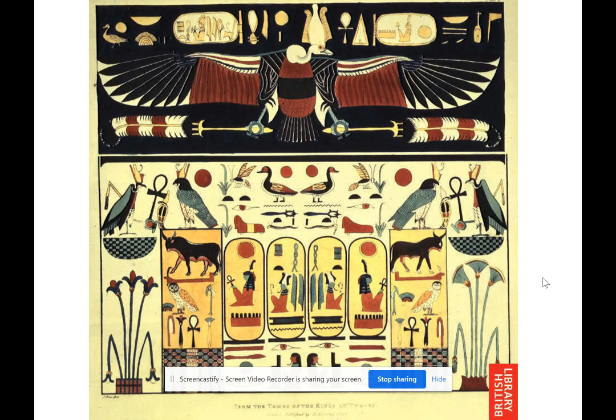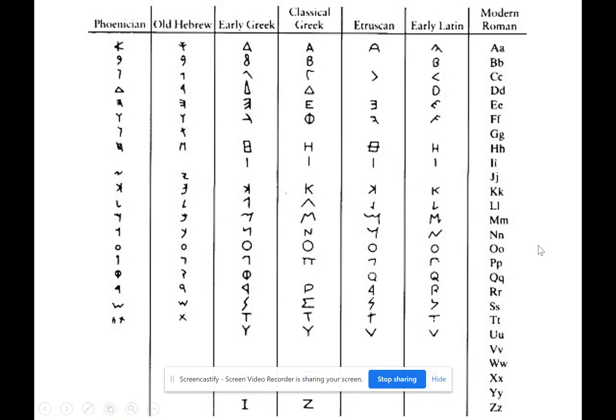Then Queen Nefertiti came along and said, "We're not going to make any more babies for the Egyptian throne. And what will you do then?" And all of a sudden, women started gaining power, and Queen Nefertiti wound up taking the throne in Egypt. And then our alphabet started to evolve. We had the Phoenician alphabet, Old Hebrew, Early Greek, Classical Greek, Etruscan, Early Latin, and what we use today is Modern Roman. So how many letters are in our alphabet?